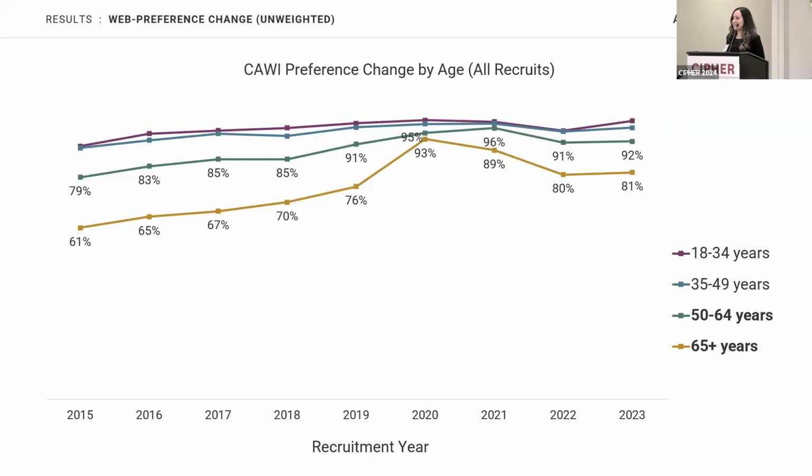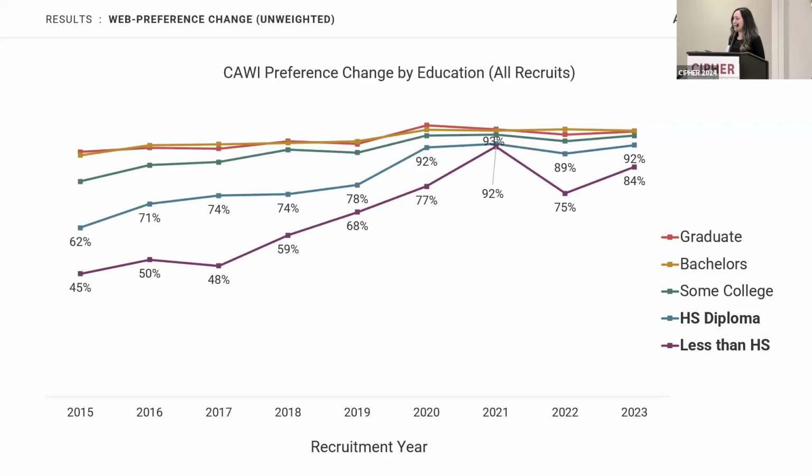So when we look at the web preference change by age, we really see that the web preference is, even among 65 plus years, definitely increasing. About 80% nowadays of 65 plus years is now web preference. So it went from 60% to 80%. When we look at education, the gap is even smaller. It's definitely narrowing when we look at high school diploma and less than high school. For instance, less than high school went from 45% web preference 10 years ago to about 84% there.